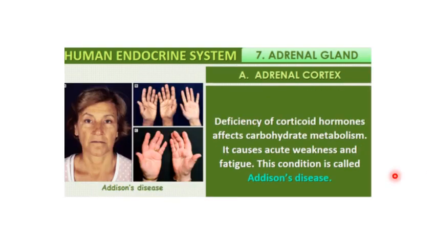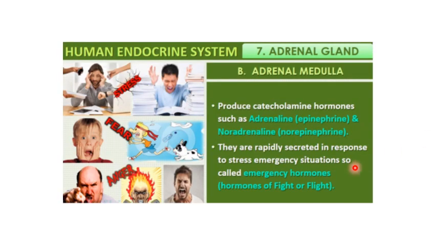Deficiency of corticoid hormones affects carbohydrate metabolism. It causes acute weakness and fatigue. This condition is called Addison's disease. So this is what a person having Addison's disease would look like. The adrenal medulla produces catecholamine hormones like adrenaline and noradrenaline.